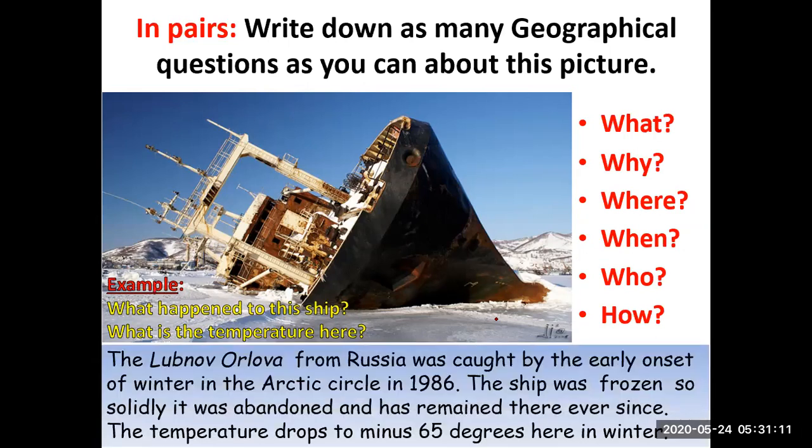So the Lobnov Orlova from Russia was caught by the early onset of winter in the Arctic Circle in 1986. The ship was frozen so solidly it was abandoned and has remained there ever since. The temperature drops to minus 65 degrees here in winter.